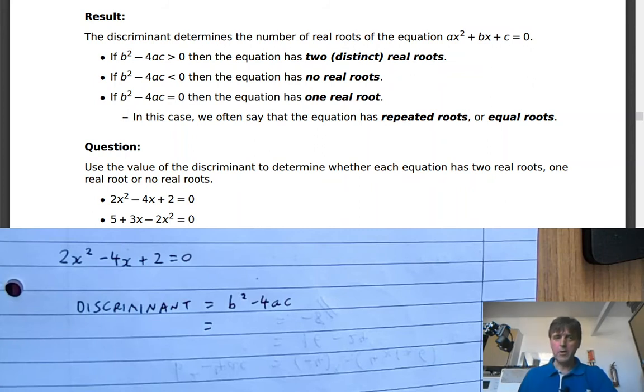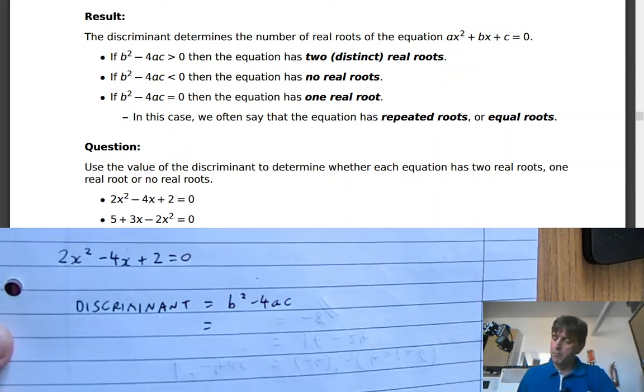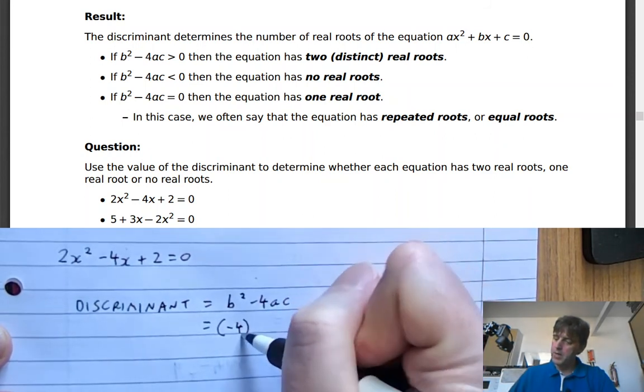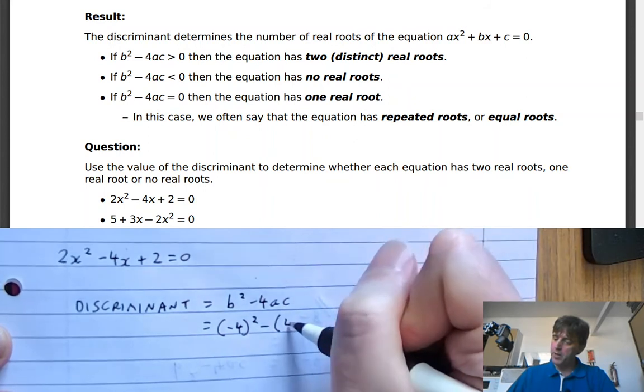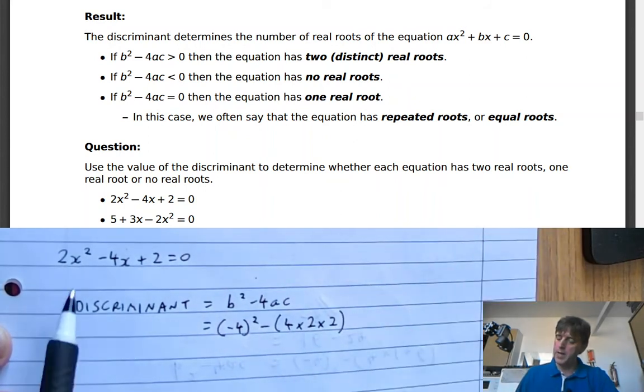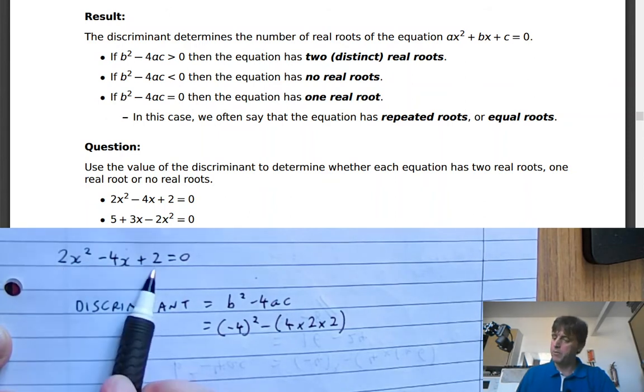Okay then, let's have a look and see how you did. So what we should have done is first of all made sure that you recognize which is the a, the b, and the c here. So the b squared here is going to be the negative 4 squared, because b is negative 4. And then we have to subtract from that 4 times a, which is 2, times c, which also happens to be 2. So the a here is 2, and the c here is 2.